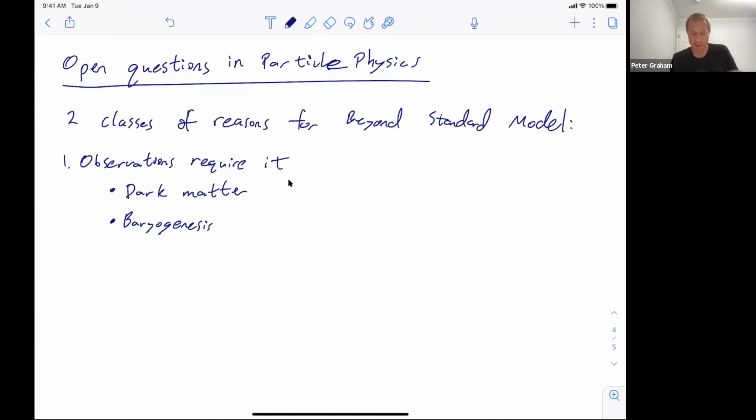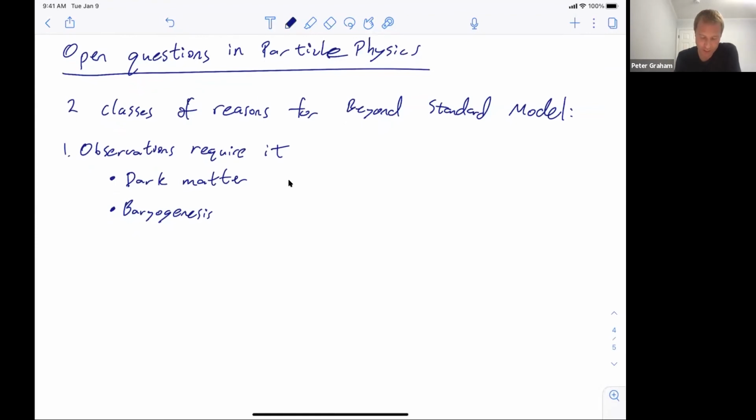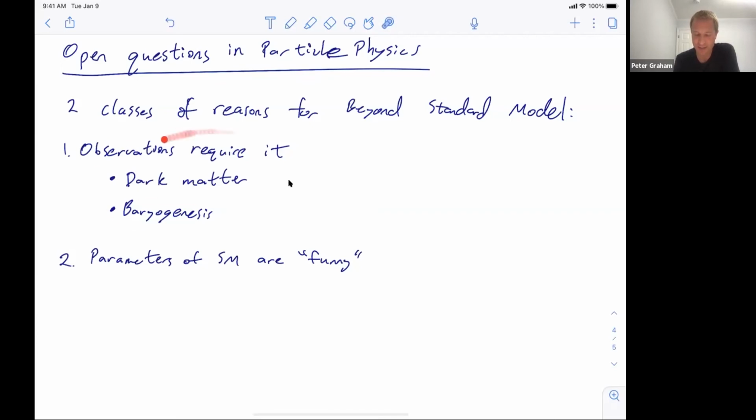Okay, so I'm going to focus mostly on dark matter, but I did want to point out this second class because I think it's very important to just keep it in mind. The second class of reasons for thinking that there's new physics is that the parameters of the standard model look funny in some way, which strongly suggests, but does not logically absolutely require, new physics beyond the standard model. So this first class says there actually has to be new physics. The second class, things just look really weird if there isn't new physics.